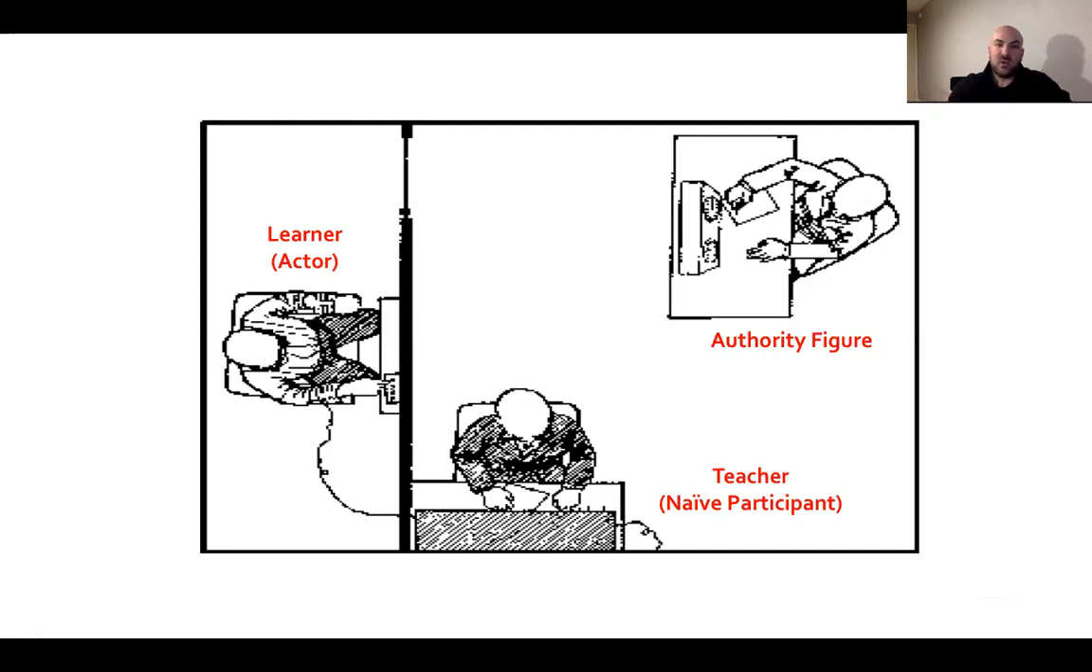And if the learner got the answer wrong, then they would administer a shock of 15 volts, and then 30 volts, and 45 volts. They would keep going up in intensity for every wrong answer that the learner got.